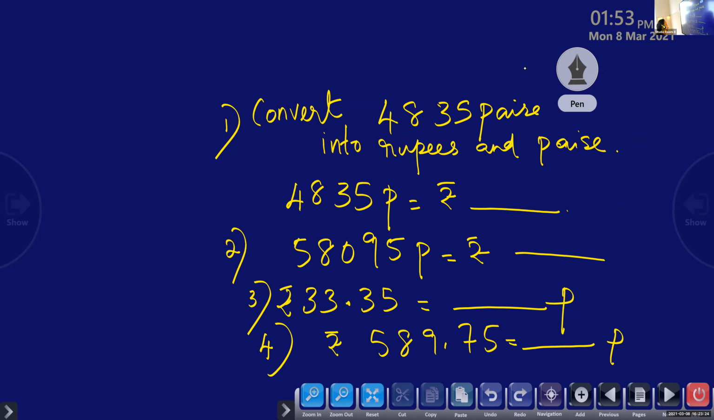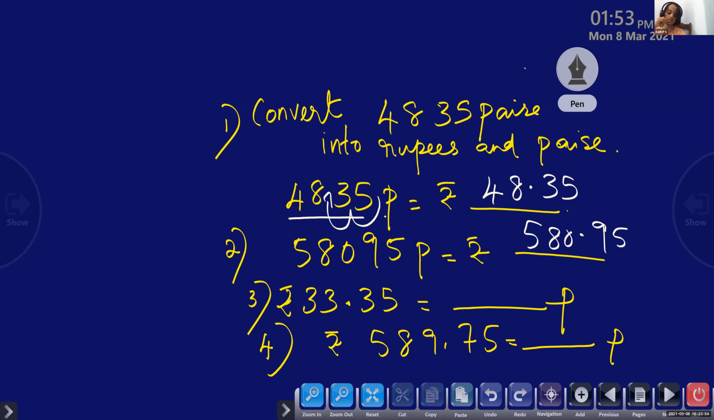So here, 4835 paise to rupees, we divide. How many digits? 2 digits. Then check your answers. What's the answer? 48.35 rupees. Okay. What's the next answer? 580.95. Here there is no decimal point in the question, that is paise. So what do we have to do? We have to just make a decimal point 2 digits from the right side. Okay. Question number 3, we have a decimal point.